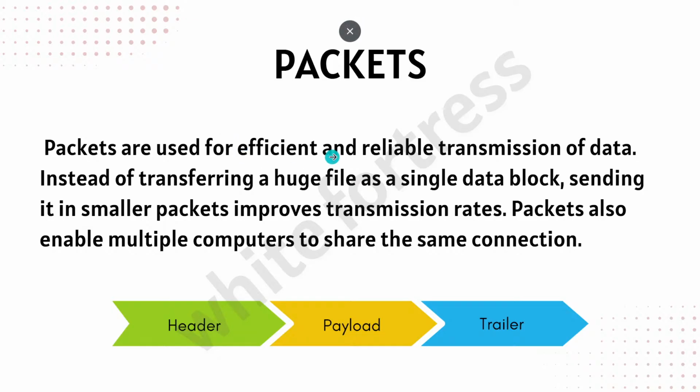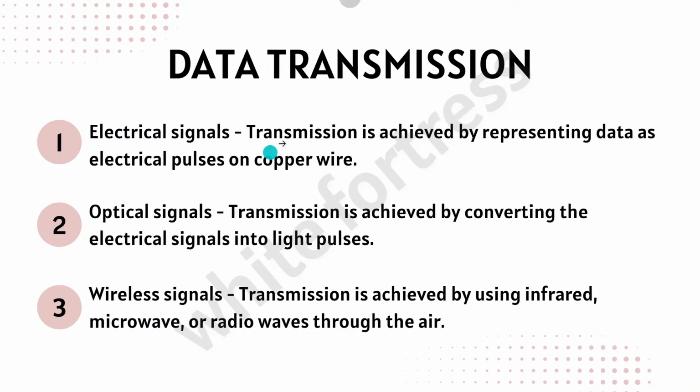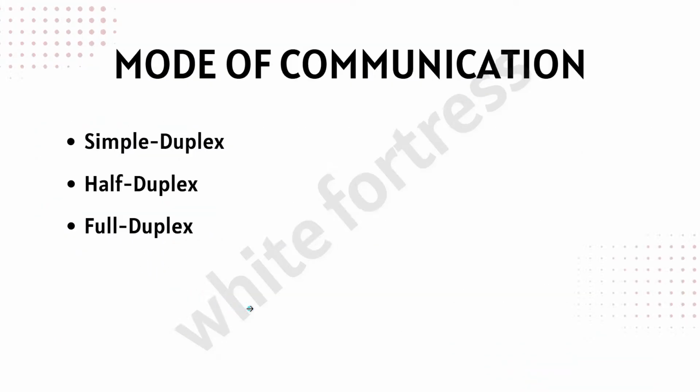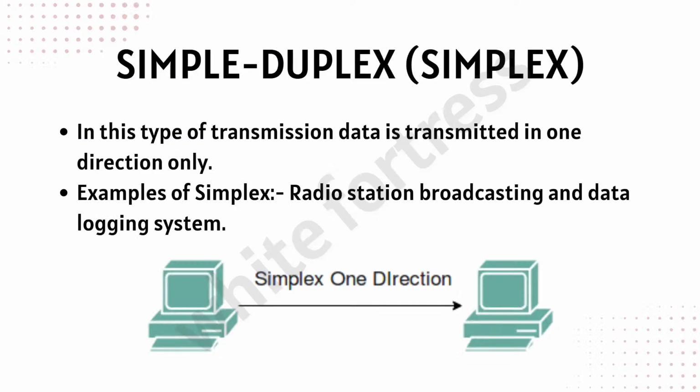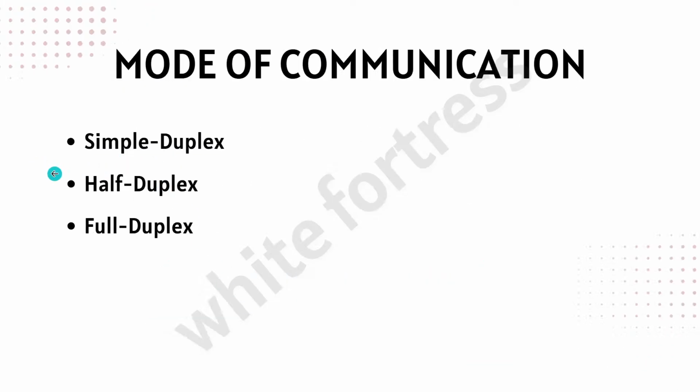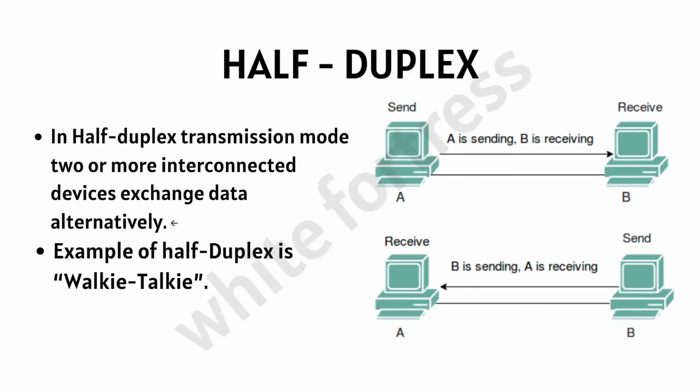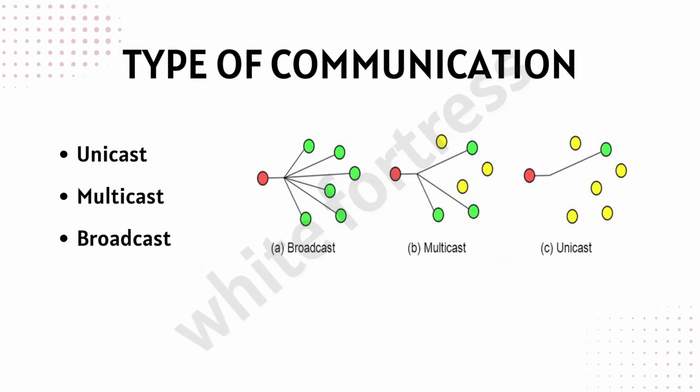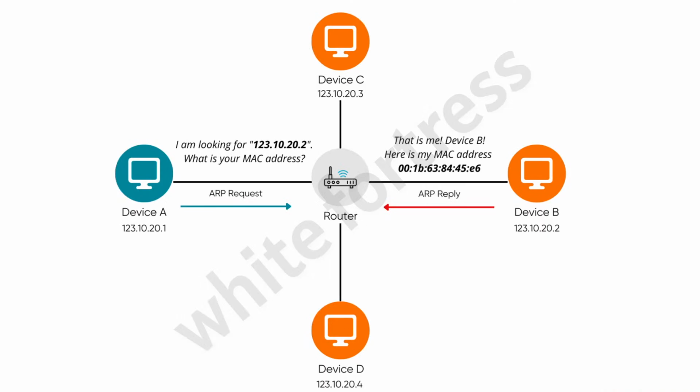Then we talked about packets, that data is transmitted in packets, right? Next, we have got the data transmission, electrical signals, optical signals, wireless signals. We discussed it all. Then modes of communication, simplex. We also call that simple duplex or simplex. Then we have half duplex. Then we had full duplex. We discussed it all. Then types of communication, multicasting, unicasting, broadcasting.